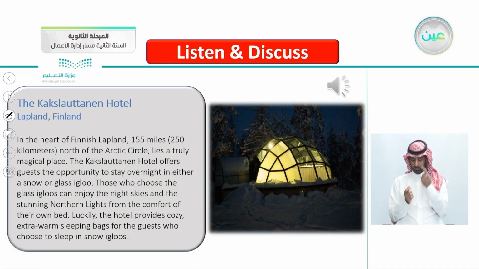In the heart of Finnish Lapland, 155 miles, 250 kilometers, north of the Arctic Circle, lies a truly magical place. The Kakslotten Hotel offers guests the opportunity to stay overnight in either a snow or glass igloo. Those who choose the glass igloos can enjoy the night skies and the stunning northern lights from the comfort of their own bed. Luckily, the hotel provides cozy, extra warm sleeping bags for the guests who choose to sleep in snow igloos.